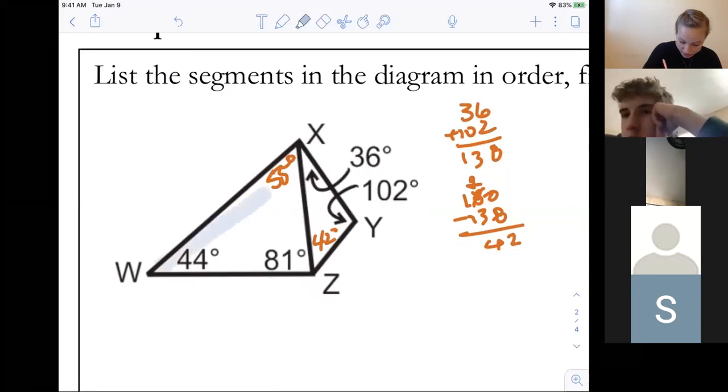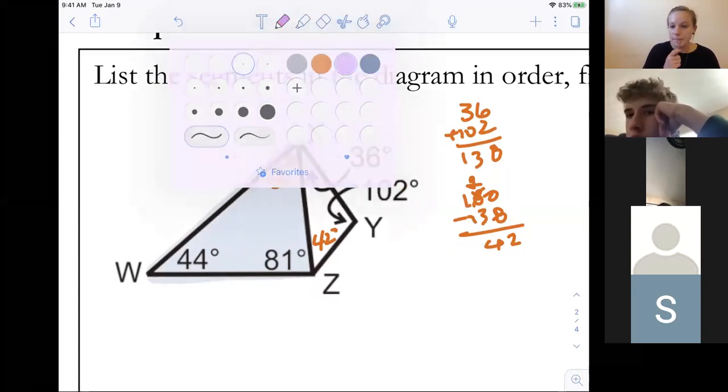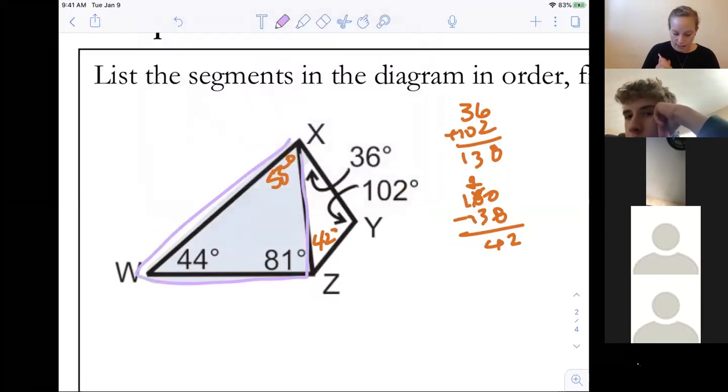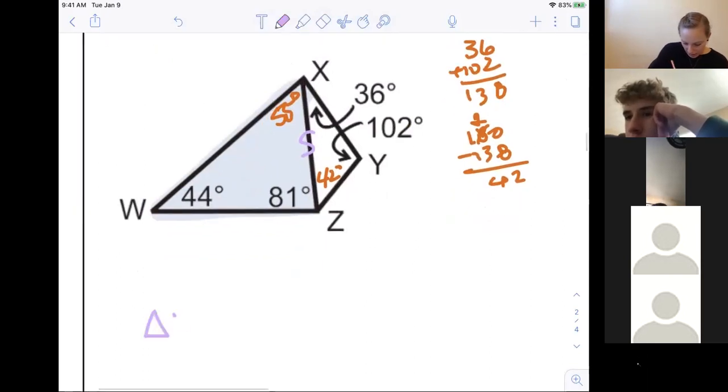So we're going to look at the triangle over here on the left first. Sarah, can you tell me what the smallest side is of this shape? XY. Look at just the blue one, just W, X, and Z. Oh, XZ. XZ, very good. So XZ is my smallest side, and we're going to make a list down here. Triangle XWZ. So the smallest side is XZ.